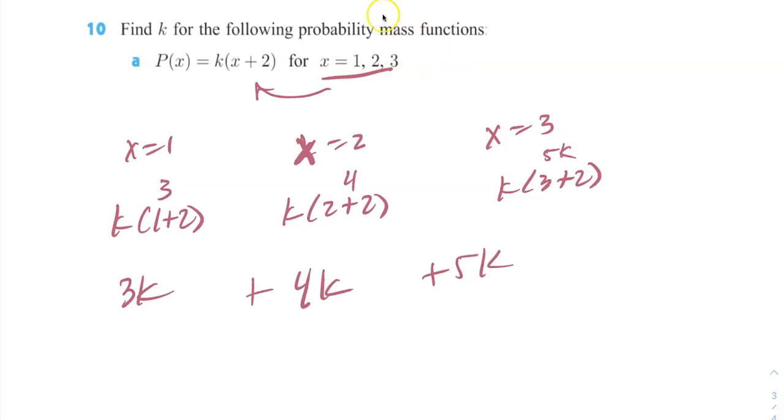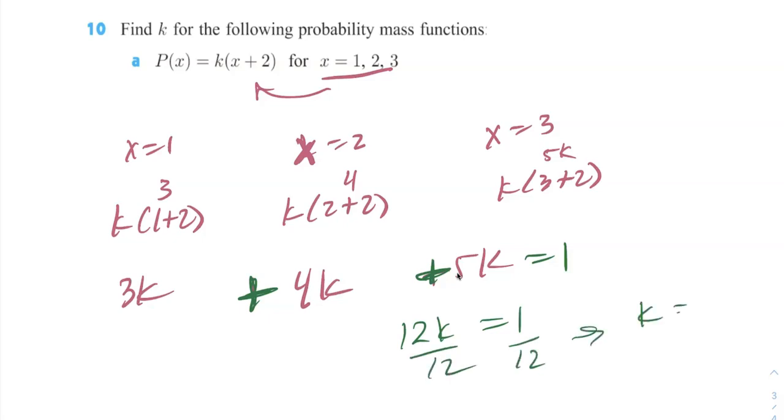So how do I figure out what K is? Well, if it's a probability distribution, when I add them up, they should equal 1. It's a probability distribution. So you add these up, you get 12K equals 1. Divided by 12, and I get K equals 1 over 12. So there we go. That's the answer, and that's the notes.